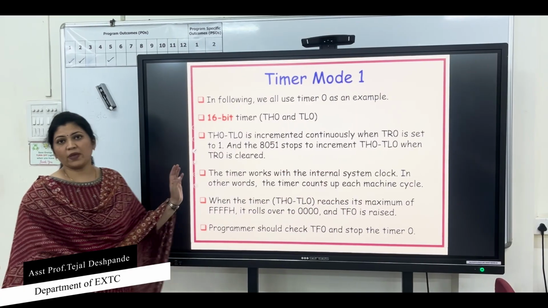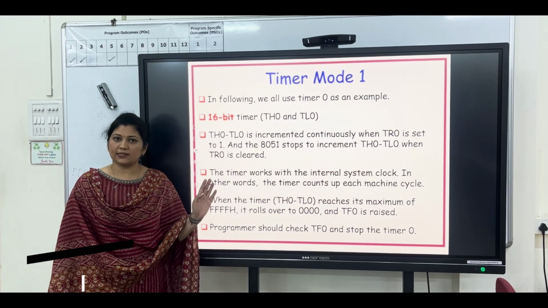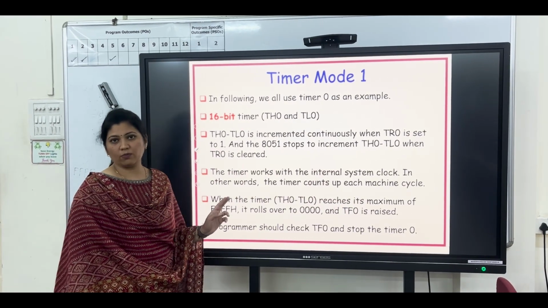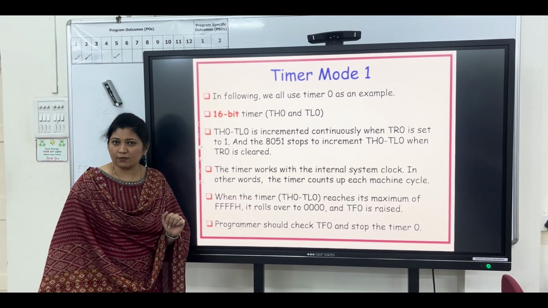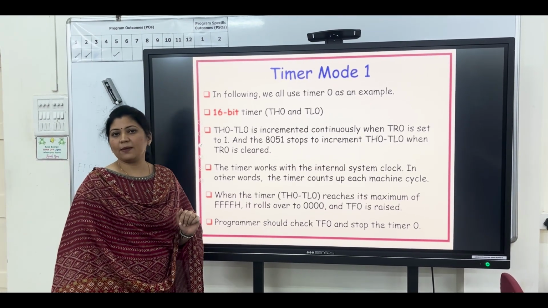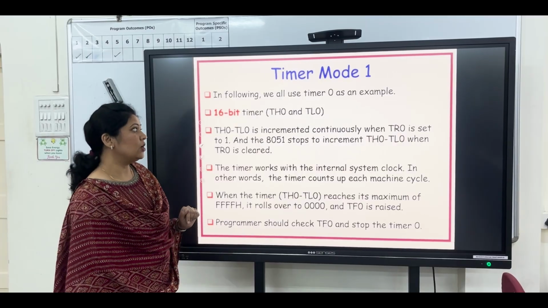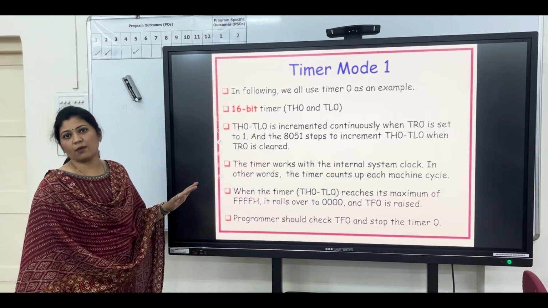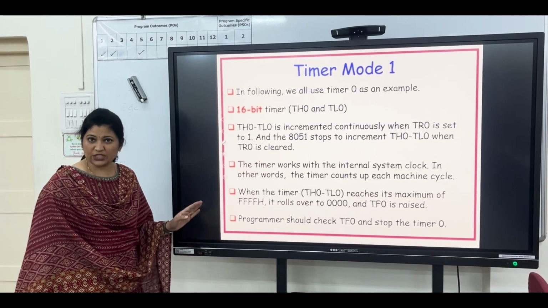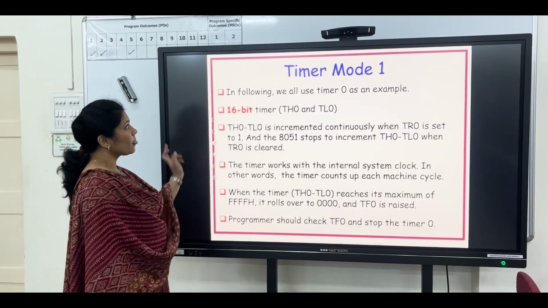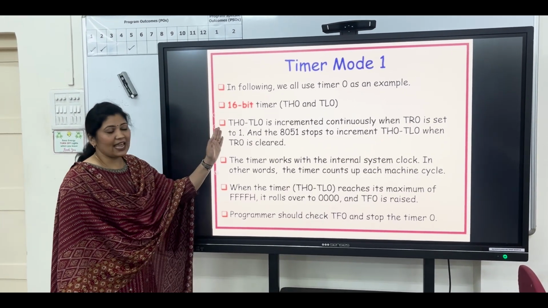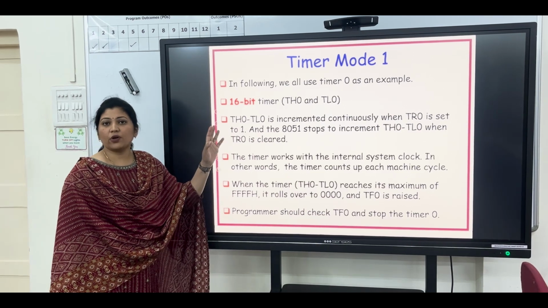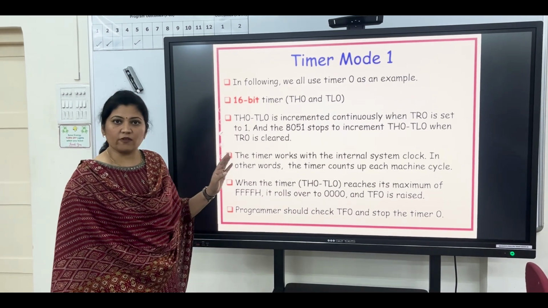So today's topic for discussion is the timer, which is going to work in mode 1 of 8051. We have two timers in 8051, timer 0 and timer 1. I am going to brief you about the timer working in mode 1. It's a 16-bit timer, and we have TL0 and TH0, which store the 16 bits of the timer.